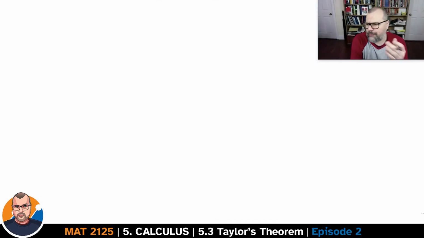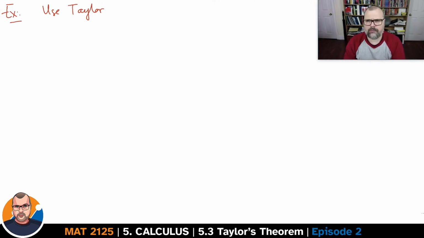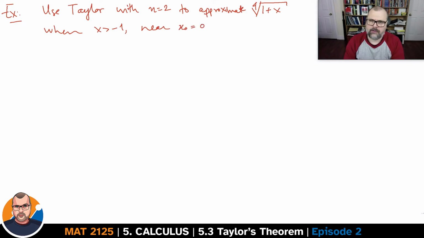So how do we use Taylor's theorems in application? Look at this example. We'll build Taylor polynomials of degree 2 to approximate the fourth root of 1 plus x, when x is greater than minus 1, near the origin. Do you know what the curve of the fourth root of 1 plus x looks like?